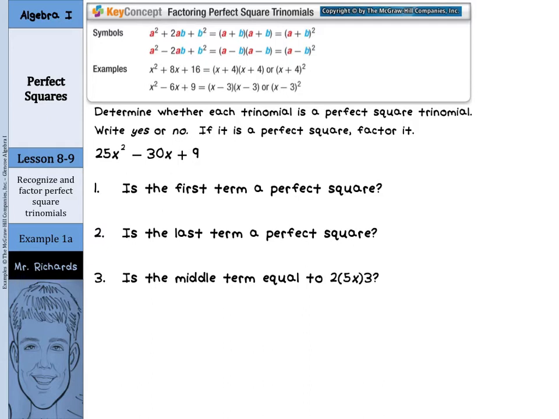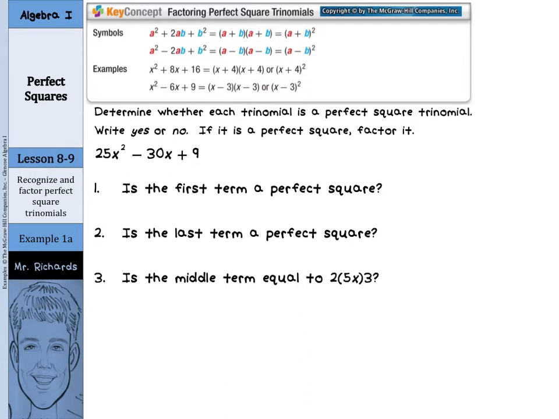And you can see in our key concept box how we're going to be factoring these perfect square trinomials. If we have a squared plus 2ab plus b squared, this will simply factor into a plus b squared. Or if we have a squared minus 2ab plus b squared, this will factor into a minus b squared. And you can see in our examples, x squared plus 8x plus 16 factored into x plus 4 squared, and x squared minus 6x plus 9 factored into x minus 3 squared.